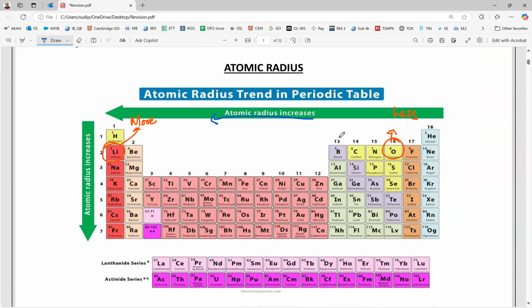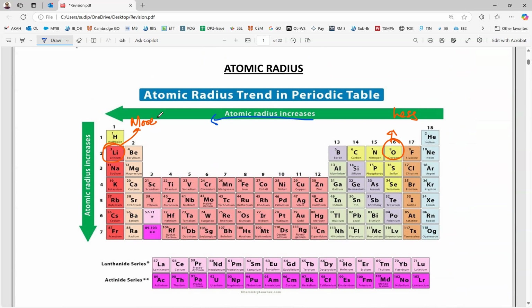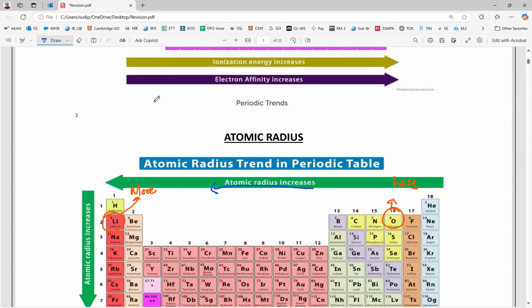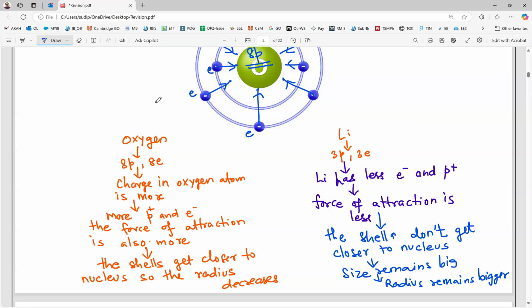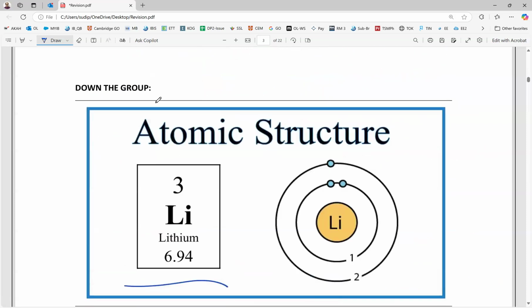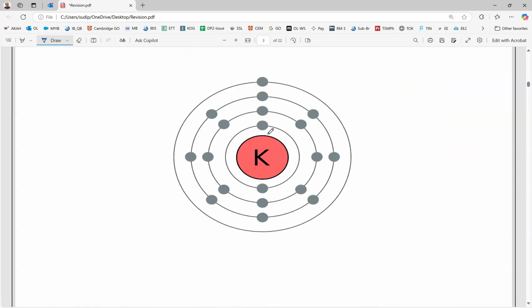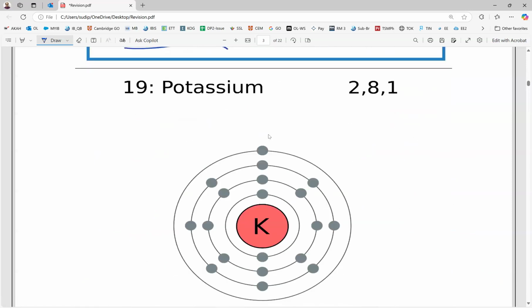Okay. Now that is across we spoke. Now we will talk about down the group. In the same group, what happens? Now let us take 2 more examples. I will take lithium and potassium here. So down the group we are now going to analyze. Okay. So down the group, if you look here, lithium has 2 shells. We have seen that above also. K is 2, L is 1, and your potassium has now more shells. You see.